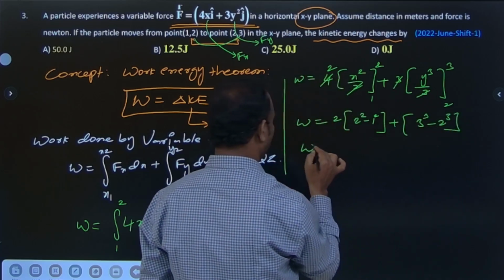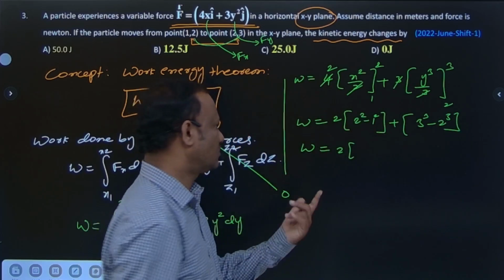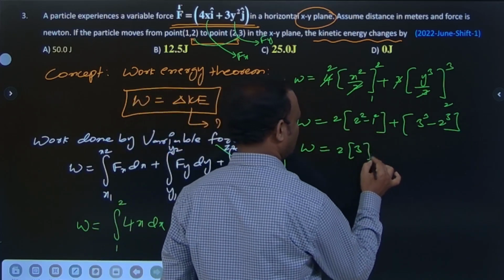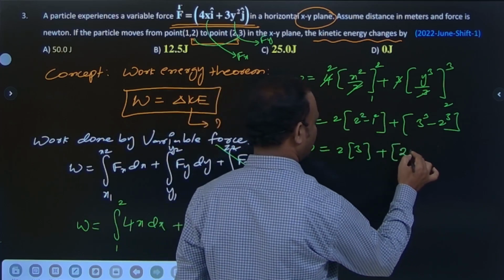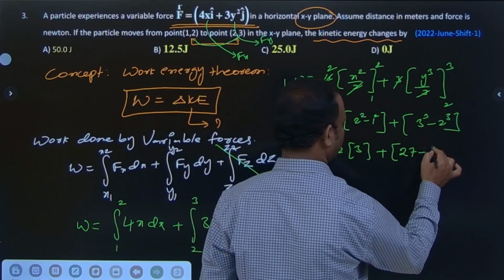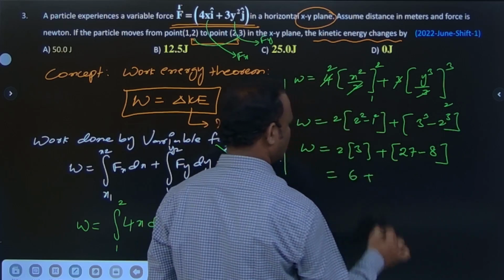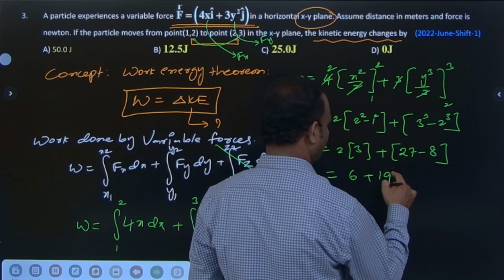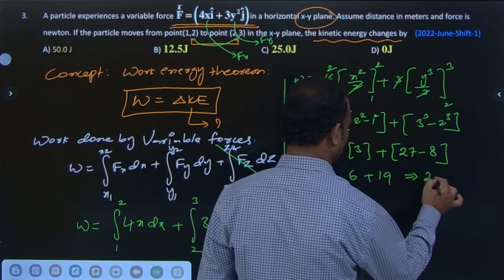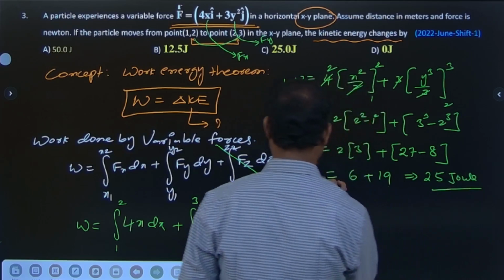So what is W? 2 times 2 square is 4. 4 minus 1 is 3. Plus 3 cube: 3 times 3 is 9, 9 times 3 is 27, minus 8. So 2 times 3 is 6, plus 27 minus 8, it's 19. So this will become 25 joule. So this is the work done.